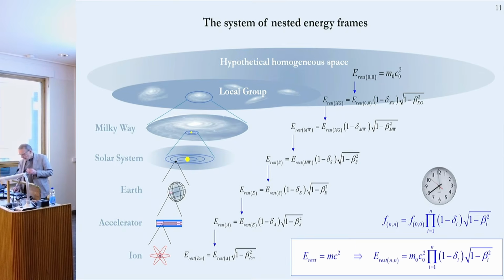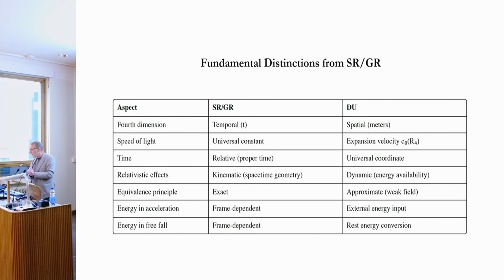So let's summarize at this step. A fourth dimension in special and general relativity is related to time. In dynamic universe, it's spatial, meters. Although in a dimensional analysis, if we accept that c is not something more physical than a dimensionless factor, not a dimensional factor, we have fourth dimension metrics as well.